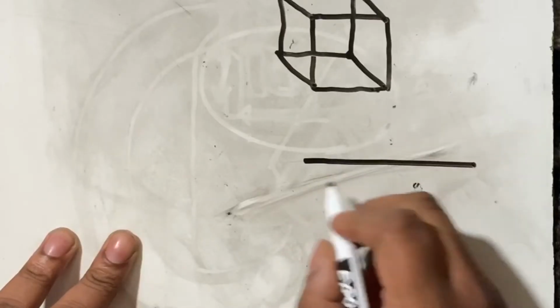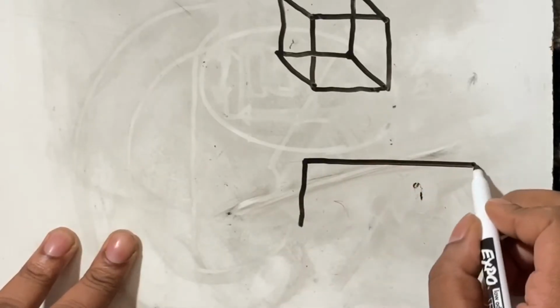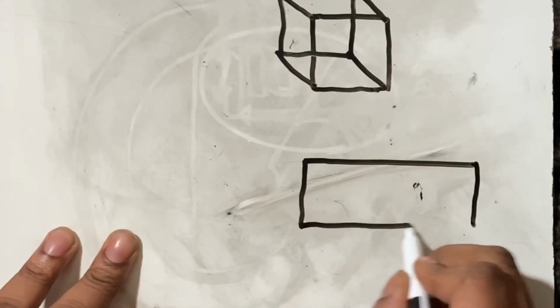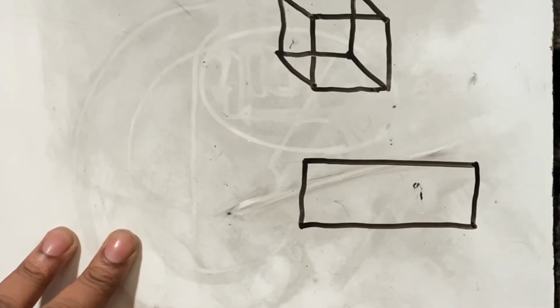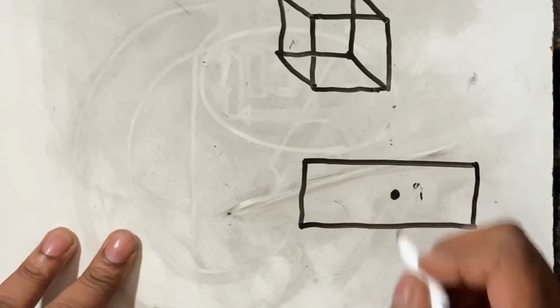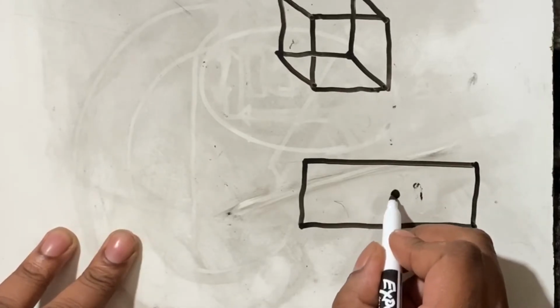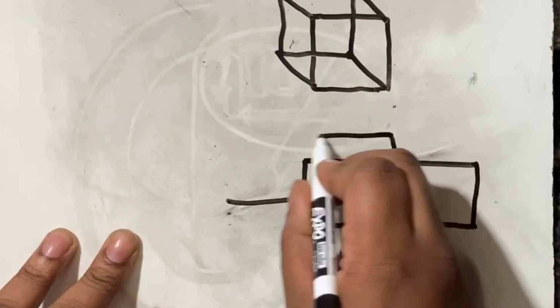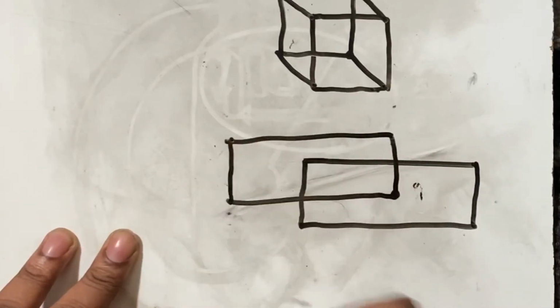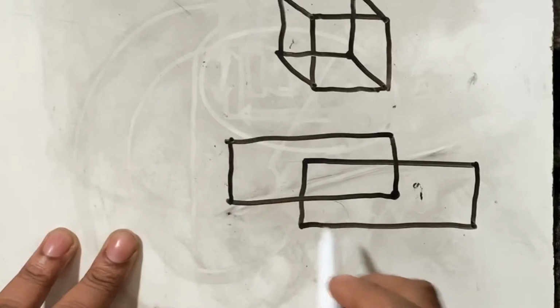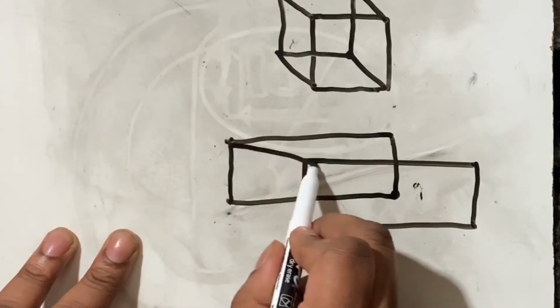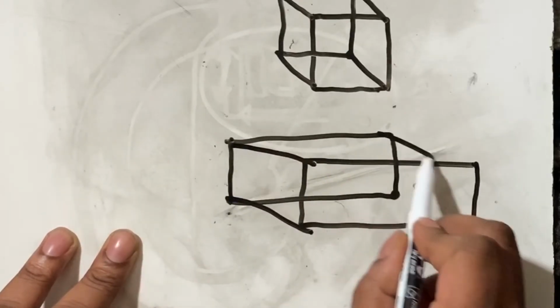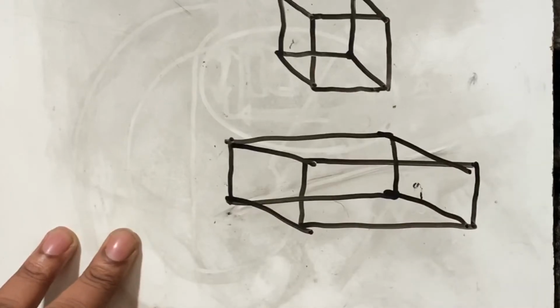The rectangular prism follows those exact same principles. So we're going to start off with a rectangle, then we're going to put a dot directly in the middle. From there, you're going to draw an identical rectangle, doesn't matter which direction, and then you're just going to connect the corners. Then you have your rectangular prism.